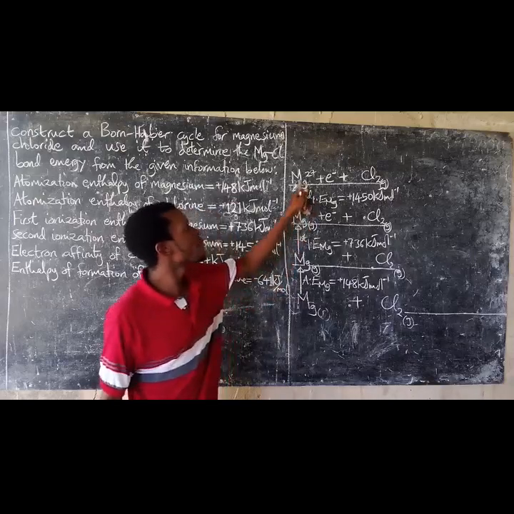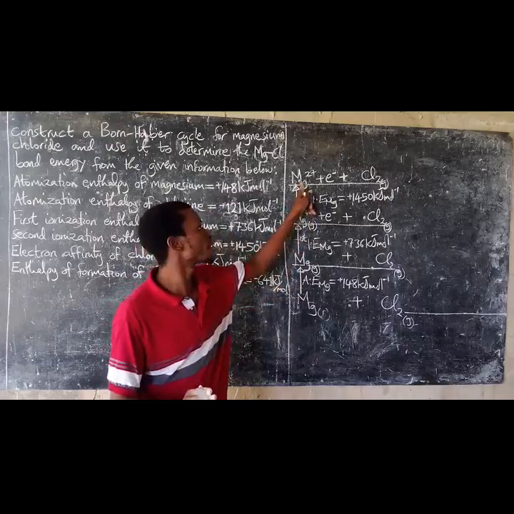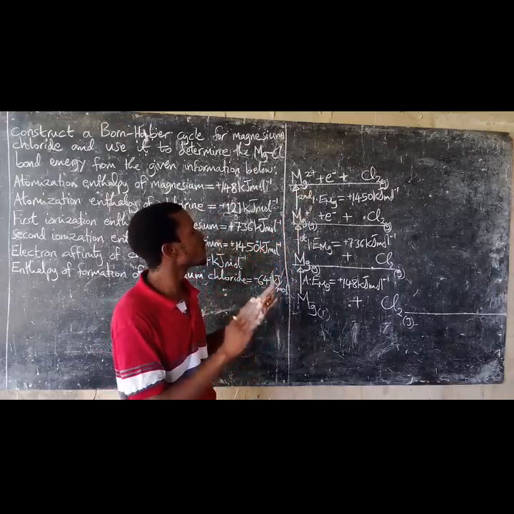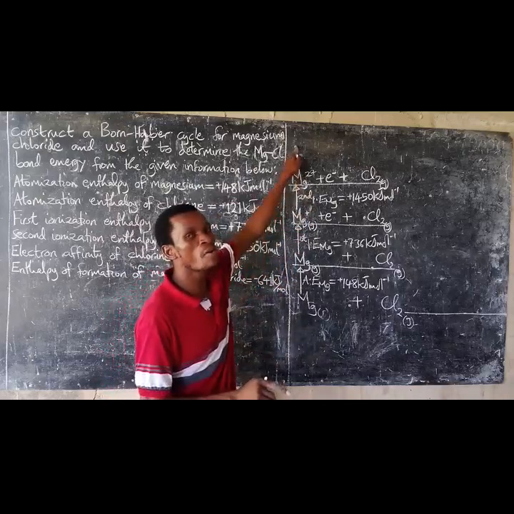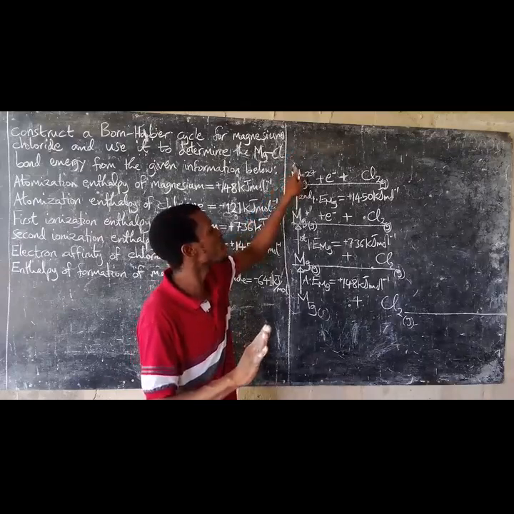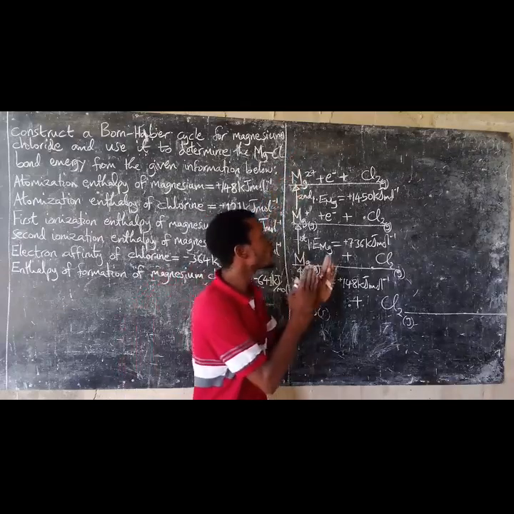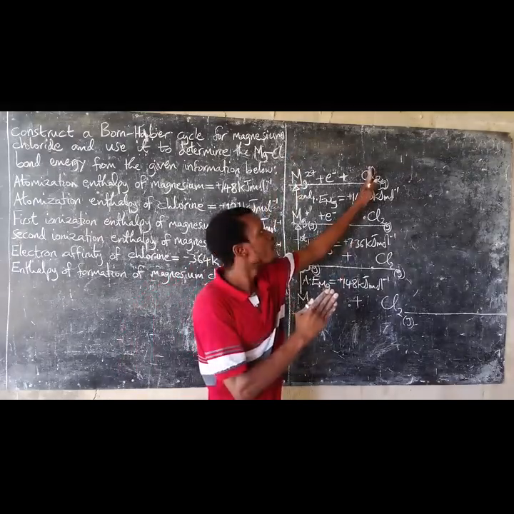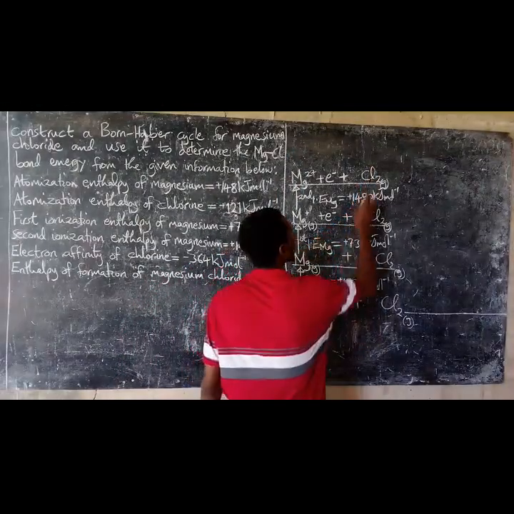Then magnesium has reached an extent to react. Since it has reached an extent to react, don't draw an arrow at this point. Then we have to shift to the non-metallic element, which is chlorine.